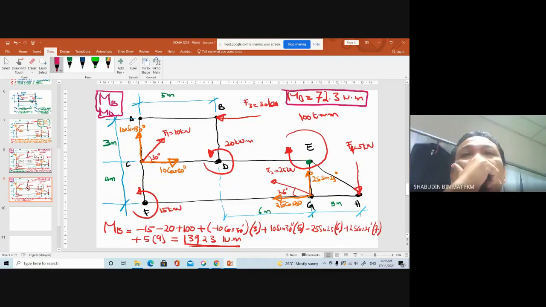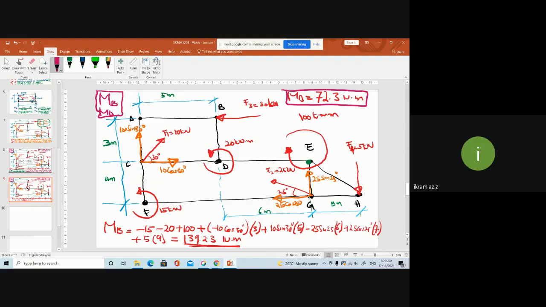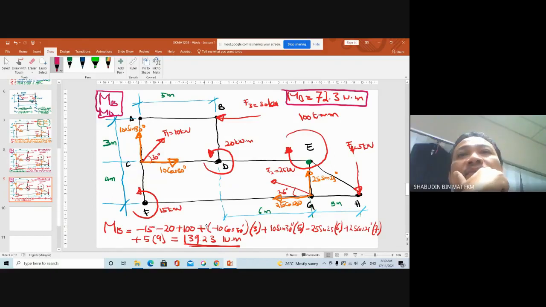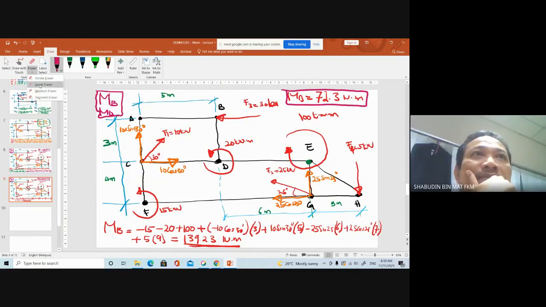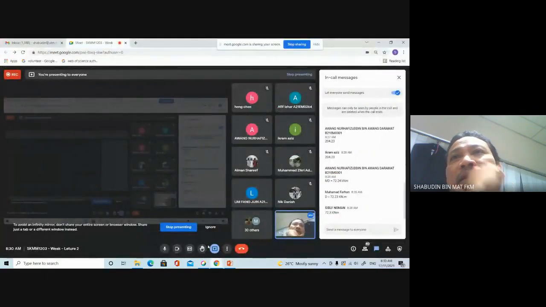Sir, for MB, the answer is 204.23. But all these elements are correct, right? Yes. So the answer is not right. So put it in the chat. I want to see the majority of the moment at point B. I want to know the moment at point B. Put your answer in the chat.